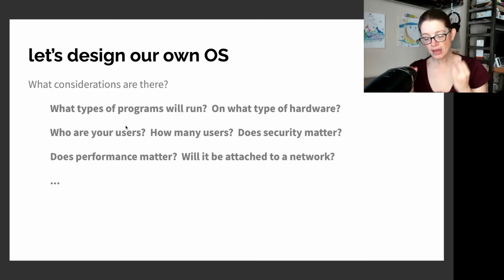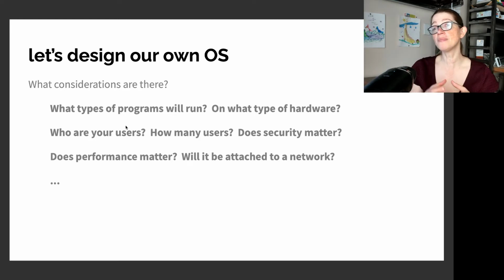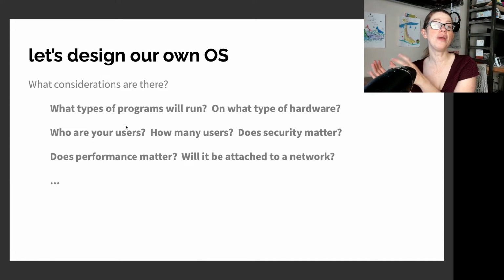And you have to think about what kinds of programs are going to run on this operating system to help you design the operating system. Because you want to make sure that your programs run effectively and fast and securely. And the kinds of programs you're going to run is going to dictate how you implement some of those system call-like features in the OS.